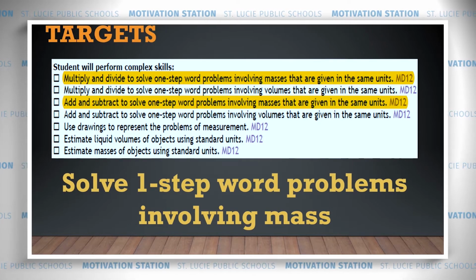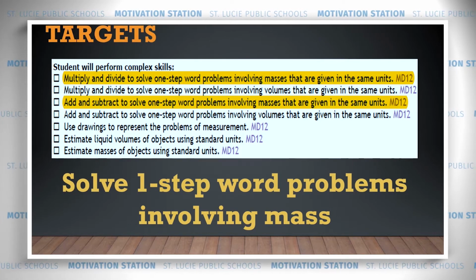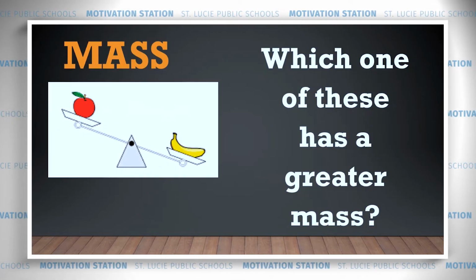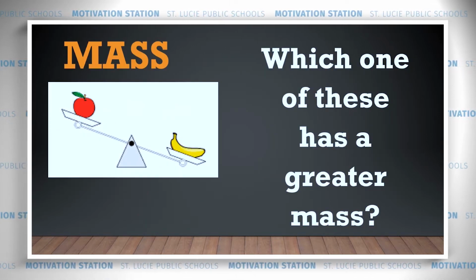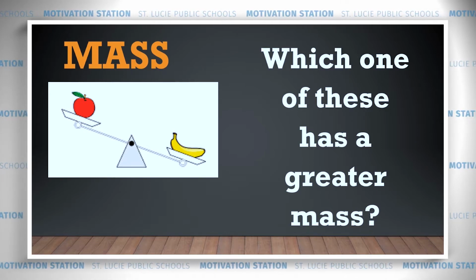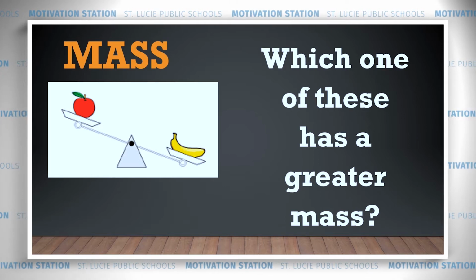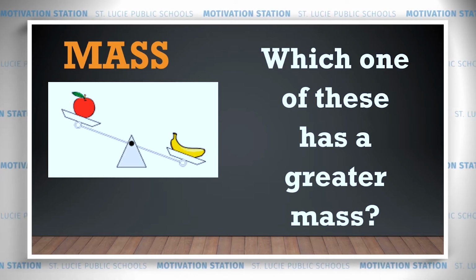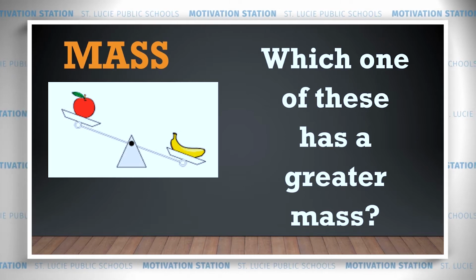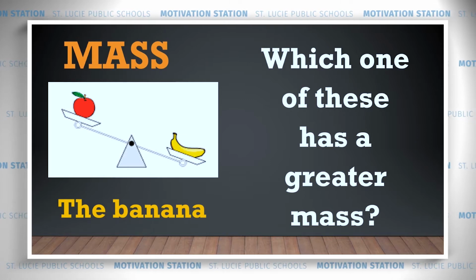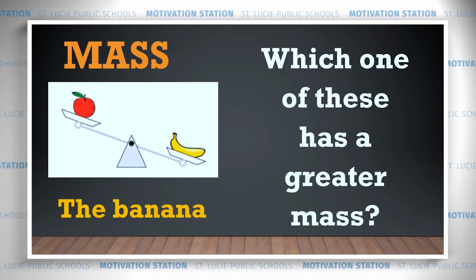All right, our target for today is to solve one-step word problems involving math. If we take a look at this picture, and the question is asked, which one of these has a greater mass? We learned last time that when the object went lower, it had a greater mass. So you're right, the banana has a greater mass than the apple does.